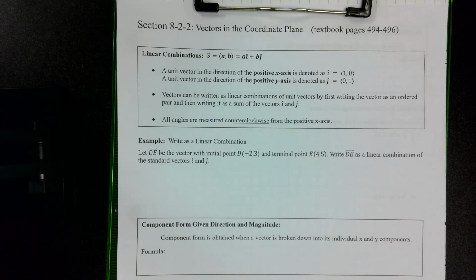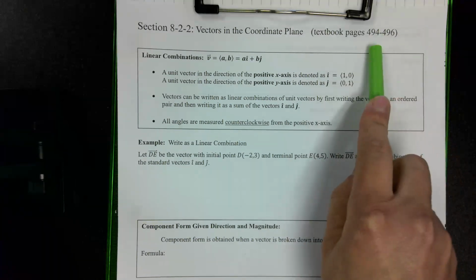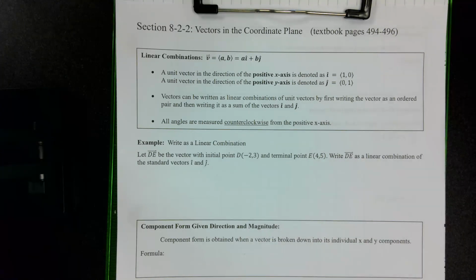All right, so these are the notes for Chapter 8, Section 2, Part 2, Day 2, however you want to look at that. Still talking about vectors in the coordinate plane. If you do want to reference the textbook, the physical book in the class or the online textbook, look at textbook pages 494 through 496. If something's not clear and you want to see more pictures or explanation, that's where you would find this information. That's where these examples come from.